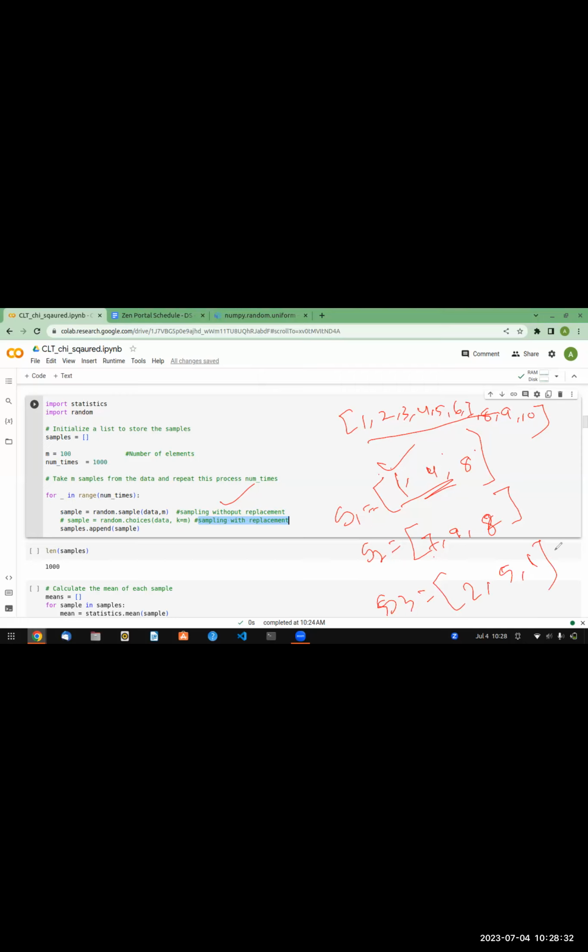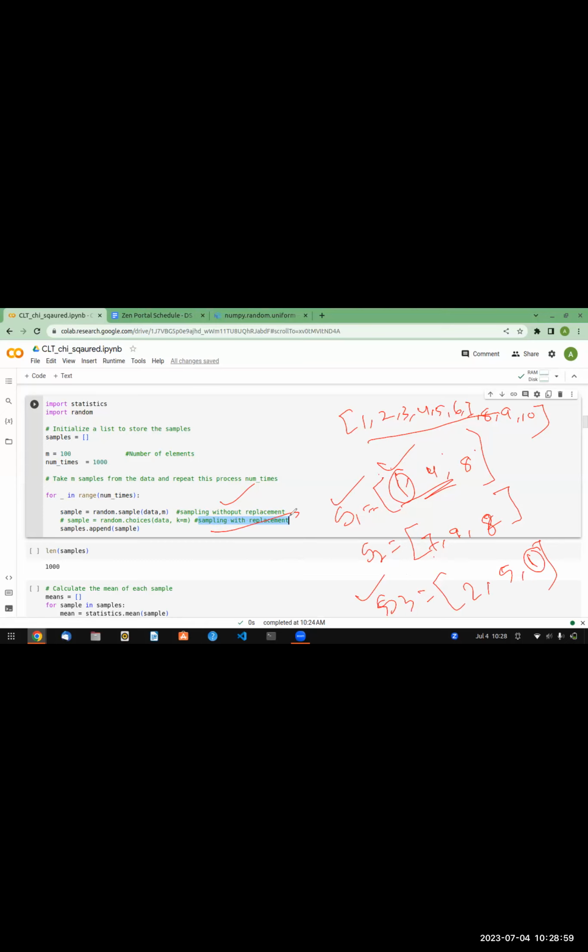Here, 1 is getting repeated, right? In sample 1 also, in sample 3 also. Now this is called sampling with replacement. Sampling without replacement means you don't take the elements you have already taken in one sample. If this is not a problem and a repeated element can be fine in every sample, that is called sampling with replacement.